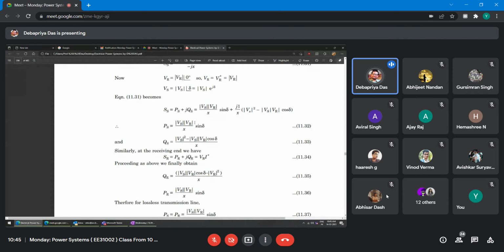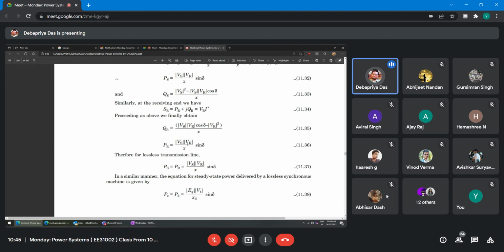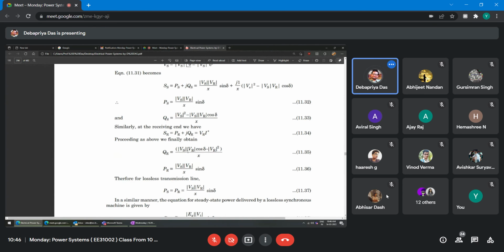Whenever you are doing this, it will be Vs Vr upon X sine delta. Perhaps you might have studied this kind of relationship in electrical machines, and Qs is equal to this much, right? Similarly, at the receiving end, as it is a lossless line, that is R is neglected, short line, no charging admittance, PR also will become Vs Vr upon X sine delta, and QR will become Vs Vr cos delta minus Vr square, right? This expression you can find out for the receiving end also, using the same logic.